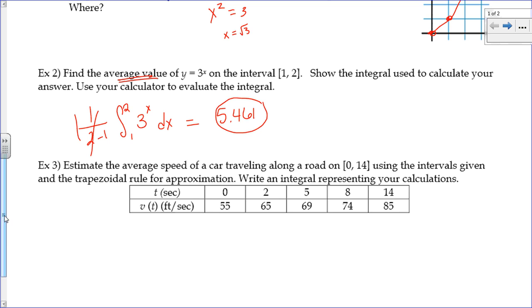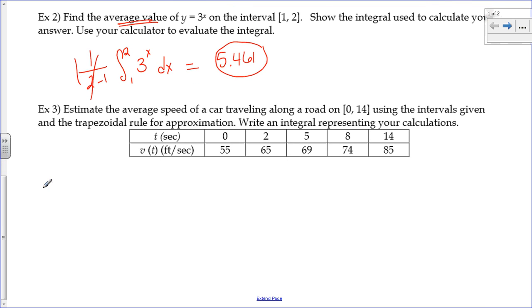Then the other thing we can do with average value is we can estimate it. Because average value is meant to be done on an integral, we've been doing all these things to evaluate integrals by estimating, as in Riemann sums and trapezoids. So if it said estimate the average speed of a car traveling along a road on 0 to 14, use the intervals given and the trapezoidal rule, here's what we're really doing. If I want to find the average value of a function, and I don't know what the function is, I can estimate it using Riemann sums or trapezoids.